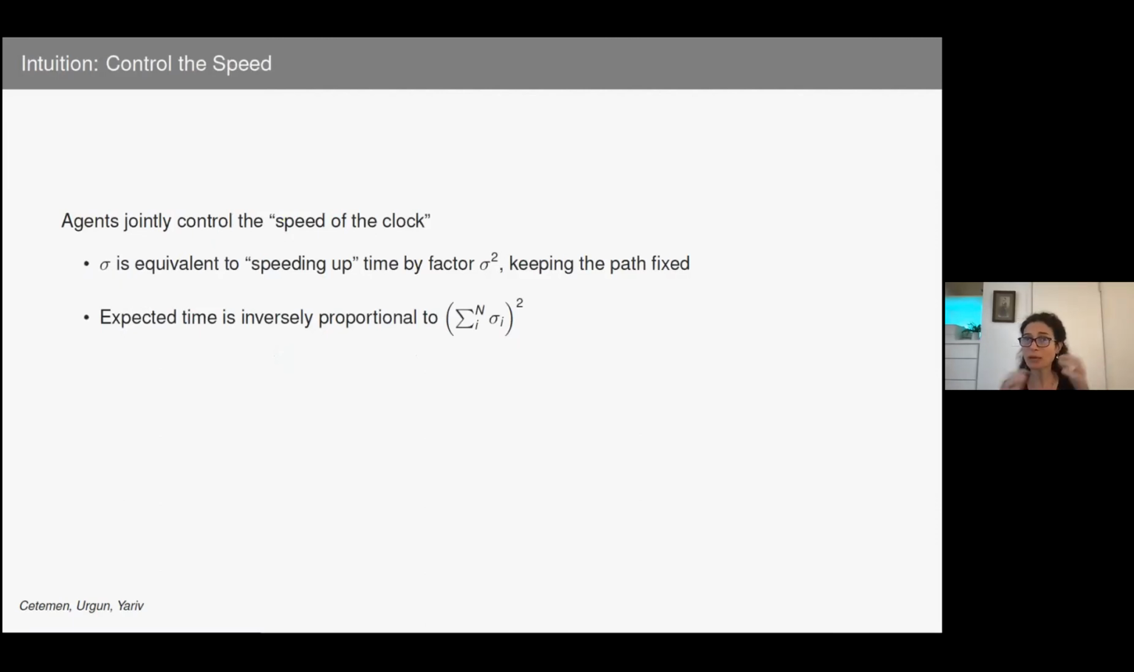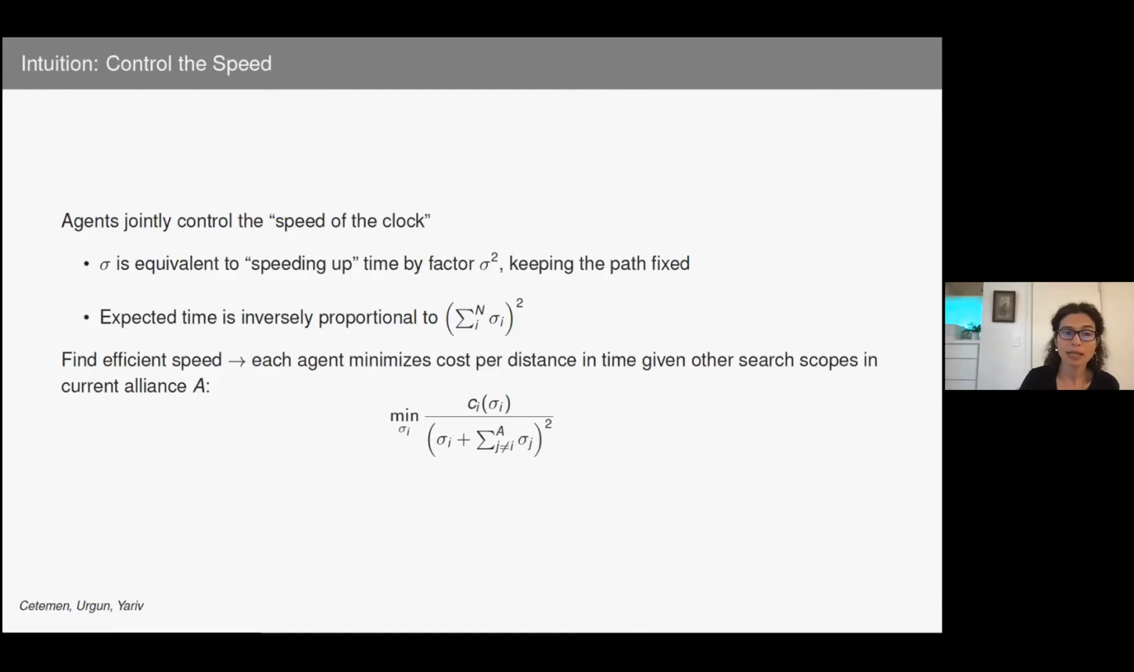And now how do we do this? So how do we break this trade-off? As it turns out, the search scope sigma is equivalent to speeding up time by a factor of sigma squared. That's a nice feature of Wiener processes. So keeping the path fixed, changing sigma is just like changing the speed at which you traverse the path. So expected time is inversely proportional to this overall search scope squared. That's just the variance of the overall search scope in the team. So each agent ultimately finds an efficient speed. An efficient speed just means that the cost per unit of speed is minimized. And if you look at the first order condition of this objective, then you get exactly what we have in the proposition.